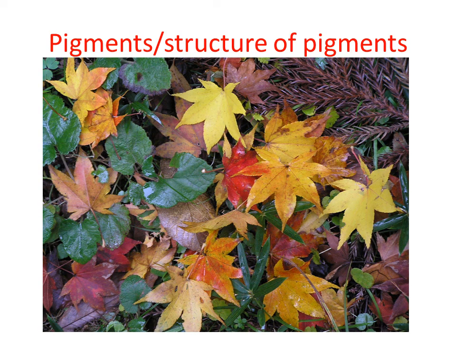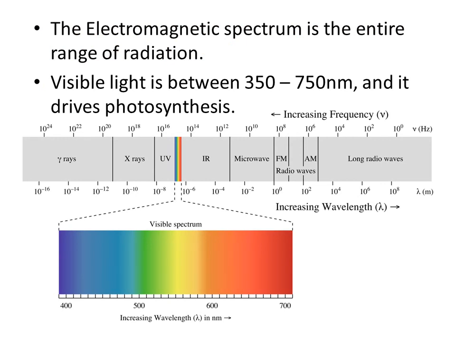Now let's look at a few pigments that you might see in a plant. These pigments are going to absorb radiation. Radiation can be in the form of energy, light energy. Some light energy is visible and some light energy is invisible. So to discuss this further, let's explain what the electromagnetic spectrum is. It is the entire spectrum of radiation.